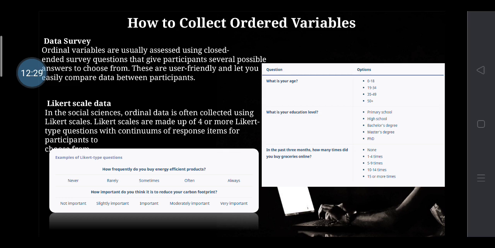Every collection of ordinal variables has its own authority, which some people use for certain purposes.